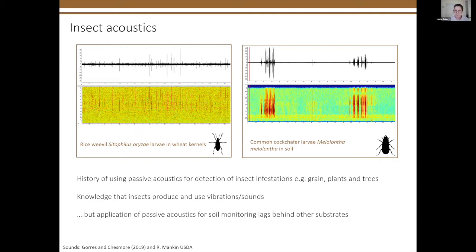And so other insects produce sound actively. So on the right, this is a scarab beetle that stridulates by rubbing body parts together to make this sound.